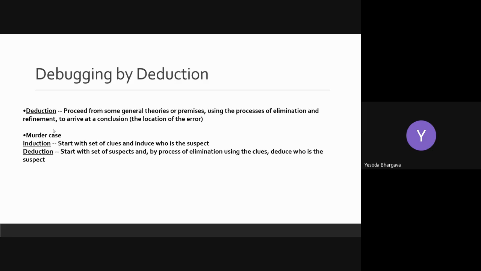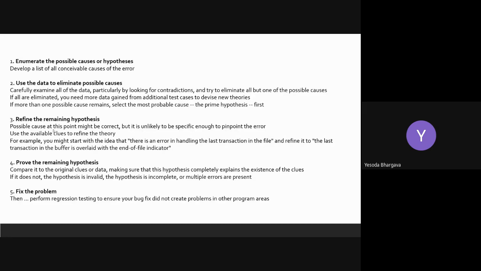Induction approach would mean that you start with a set of clues and then gradually induce who is the suspect. Whereas in deduction approach, you start with a set of suspects and then one by one, by process of elimination using the clues, you deduce who is the suspect. So similarly in debugging by deduction, what you are doing is you first list all the possible causes and hypotheses.